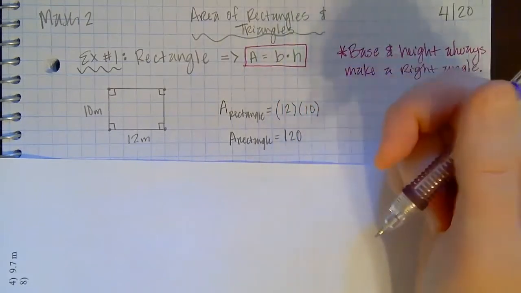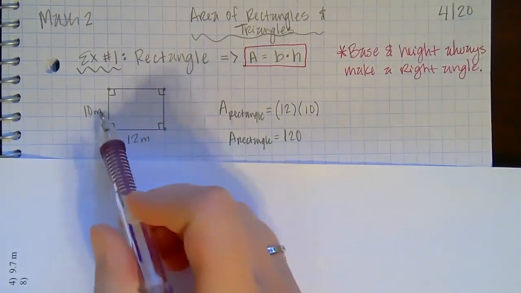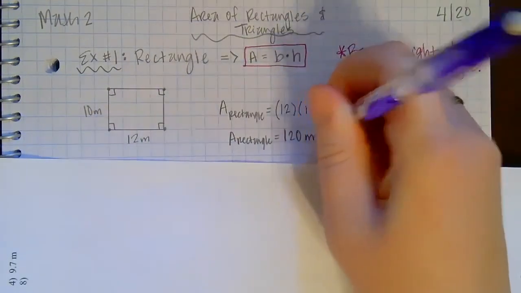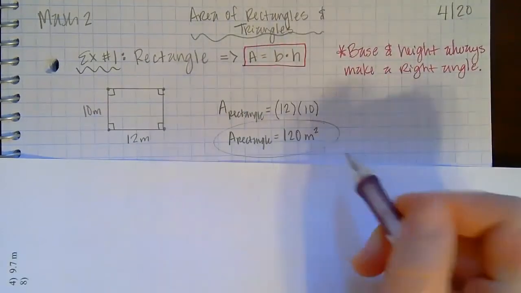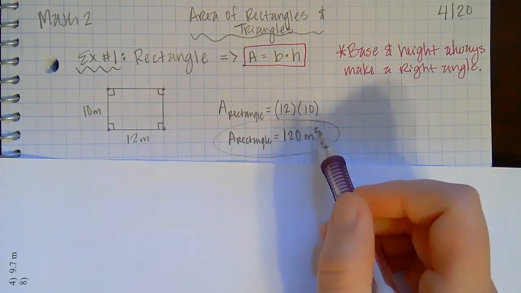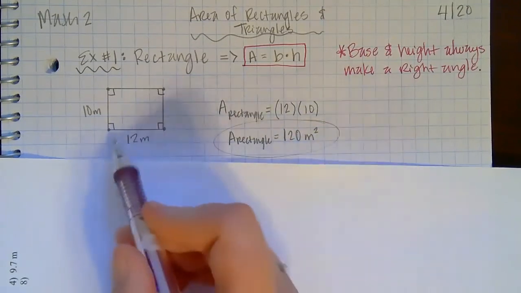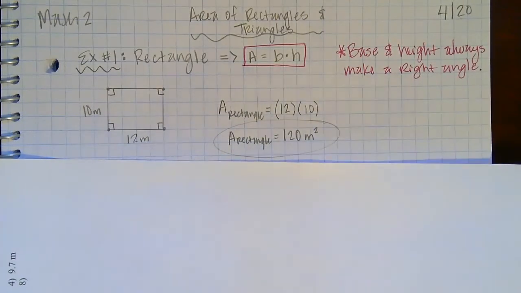Let me pause really quick. When I'm multiplying here, I have centimeters and centimeters. Centimeters times centimeters gives me centimeters squared. Your units for area are always squared. Everything you're talking about with area will always have a square on it, because x times x is x squared, m times m is m squared. Easy enough, rectangle.